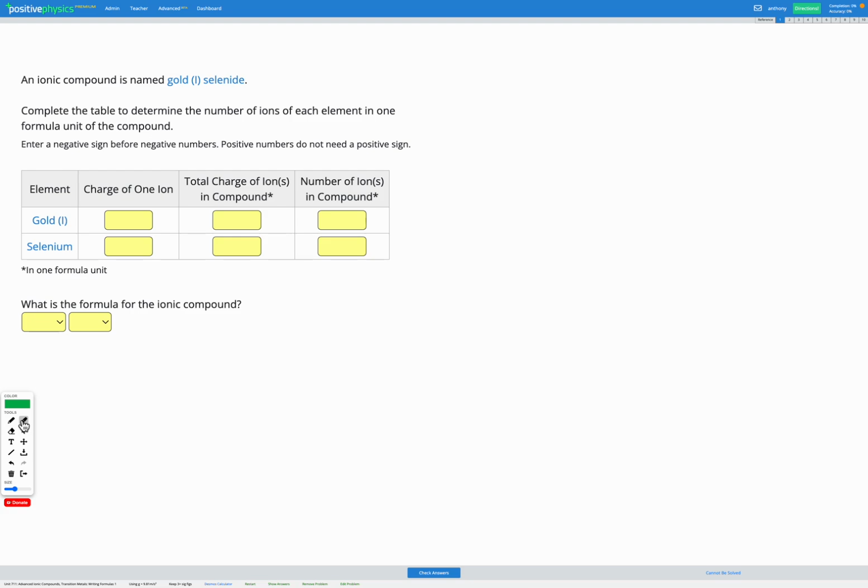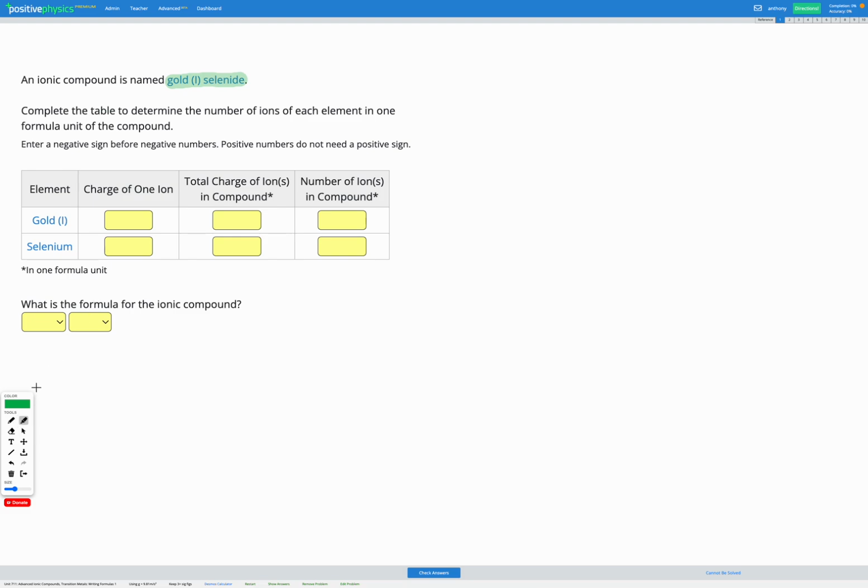In this question, we have an ionic compound, gold(I) selenide, and our goal is to figure out the formula for this ionic compound. This is going to work very similarly to how we have done it for other ionic compounds that don't include transition metals. But now we have the extra step of using the Roman numeral from the name to figure out the charge on our ion.